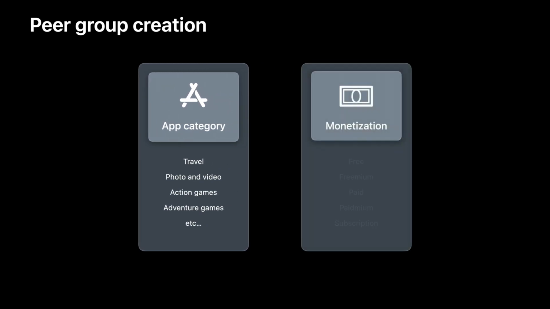Second, we will also look at how your app monetizes on the store. For example, is it a free app, premium, paid, paidmium, or subscription? Since apps with different business models have different expectations about user behavior, this is also a very important factor for creating relevant peer groups. Each attribute that we use to create your peer groups has been tested to ensure it allows for meaningful comparisons over time between your app and its peer group.